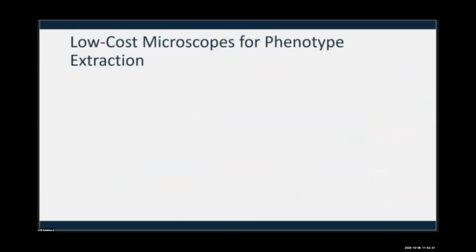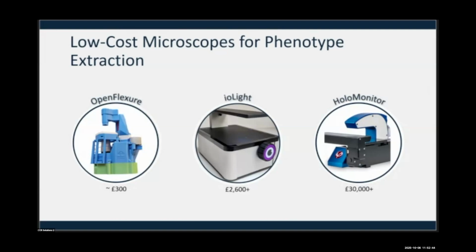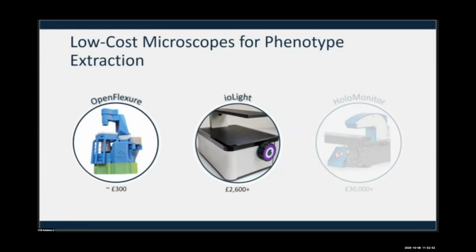So in terms of identifying low-cost microscopes that can be used for these phenotype extractions, we've been working with 3 different types of instruments. So we've got the OpenFlexure and Iolite, as I've mentioned, and also a Holomonitor, which is a very low-cost, comparatively QPI system. But it's the story of the OpenFlexure and the Iolite that I will be sharing with you today.